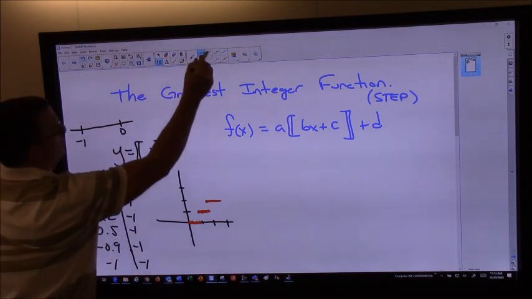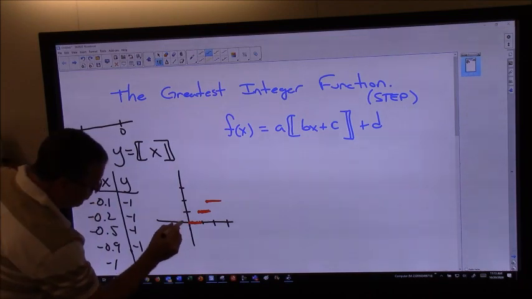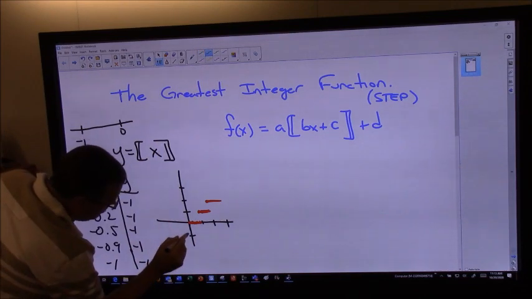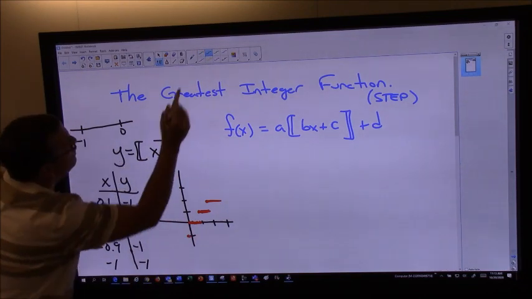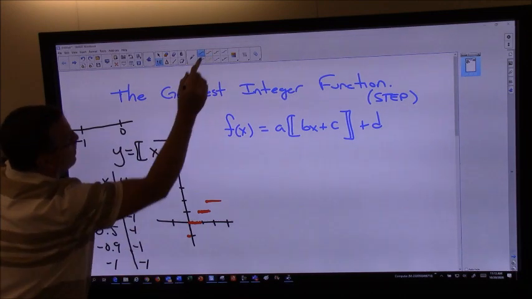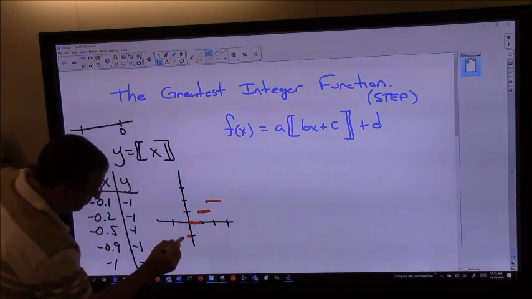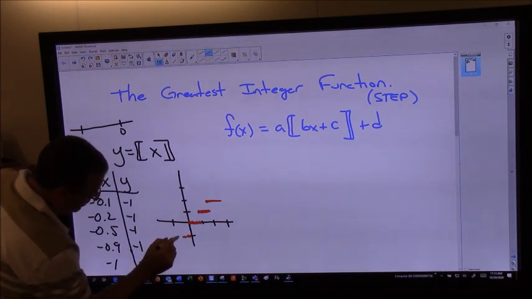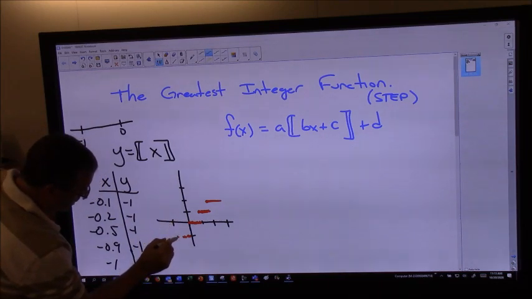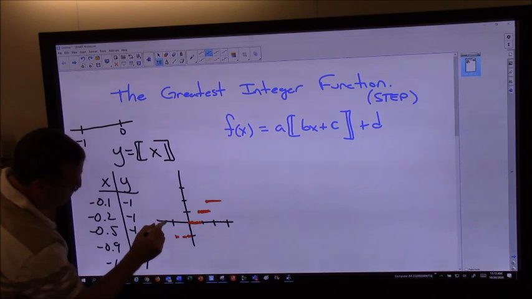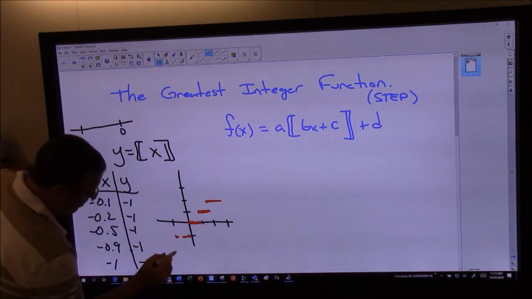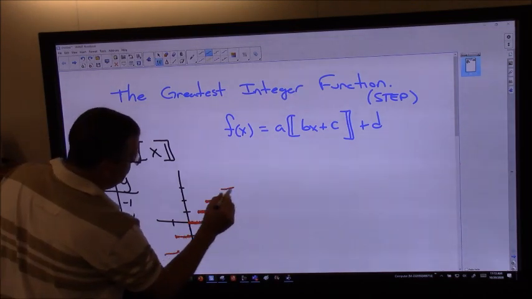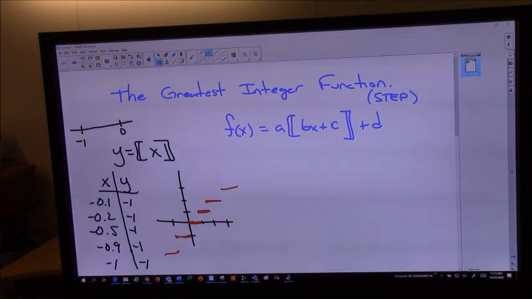If I plot this point, negative 0.1, comma, negative 1. Let's get a tick mark in there. That'd be right about here. And then when I get negative 0.2, still negative 1, negative 0.5, still negative 1, negative 0.9, still negative 1, negative 1, we're still at negative 1. But then when I go to negative 1.1, I drop down here to negative 2. And so what we see is this thing that just looks like these stairs that go on forever.